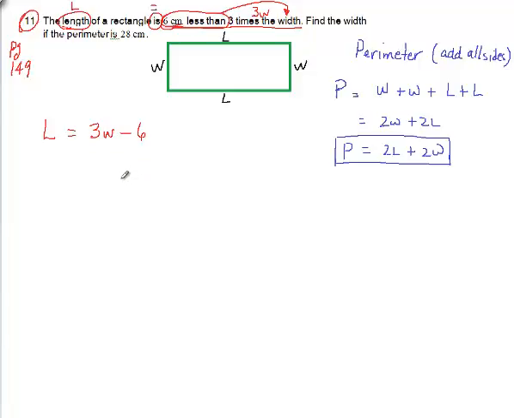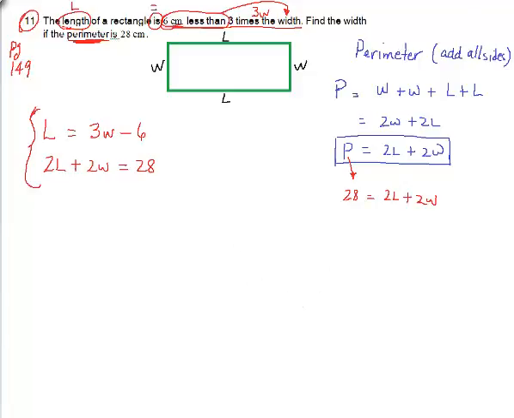Now the second equation is the perimeter equation. We're told the perimeter is 28 centimeters. So we know P is 28 centimeters. So 2L plus 2W is equal to 28. There's your other equation: 2L plus 2W equals 28. So you've got your diagram and your 2 equations. Now you just need to solve it.